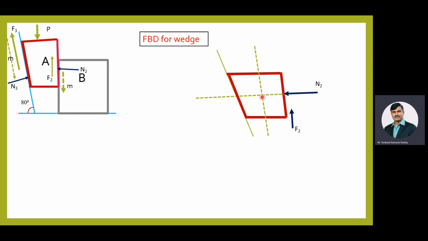Then we'll draw the resultant force for N2 as well as F2. Here, the angle of friction is calculated as 11.30 degrees.